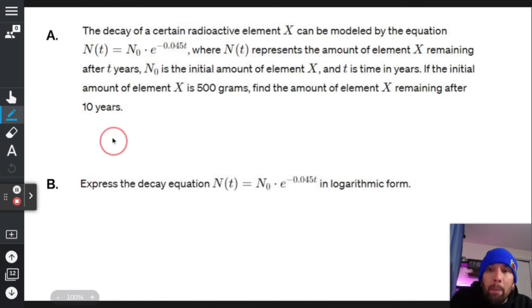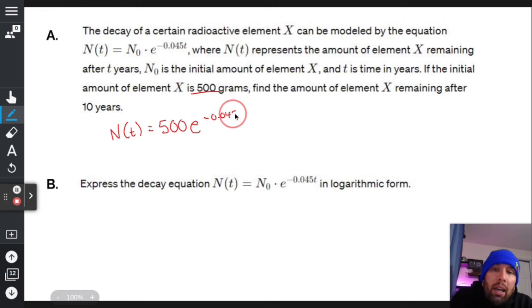If the initial amount is 500, find the amount of element X remaining after 10 years. Okay, so that's not that bad. All I have to do for this one is N of T equals the initial amount, which it tells us to be 500, times e to the negative 0.045 times t, which is time in years, so times 10, and I just throw that into my calculator.